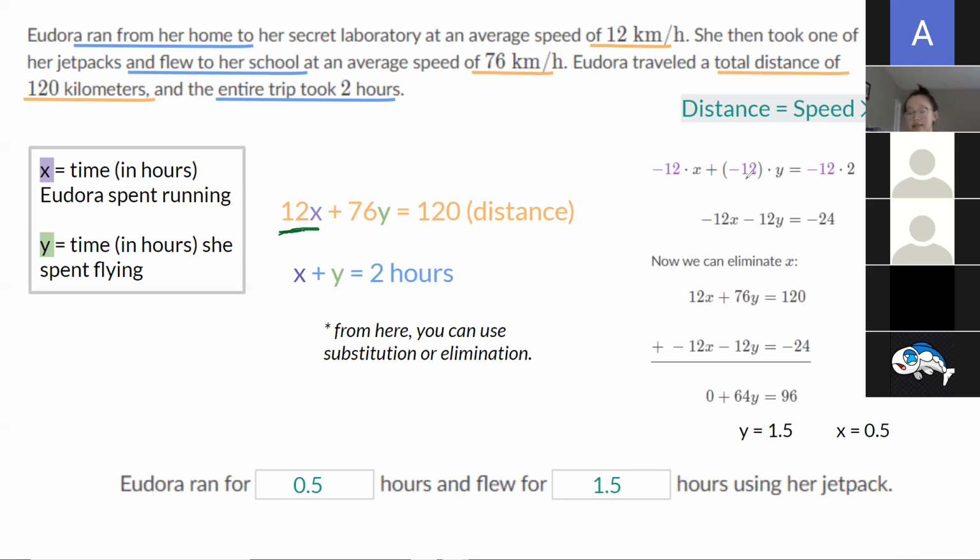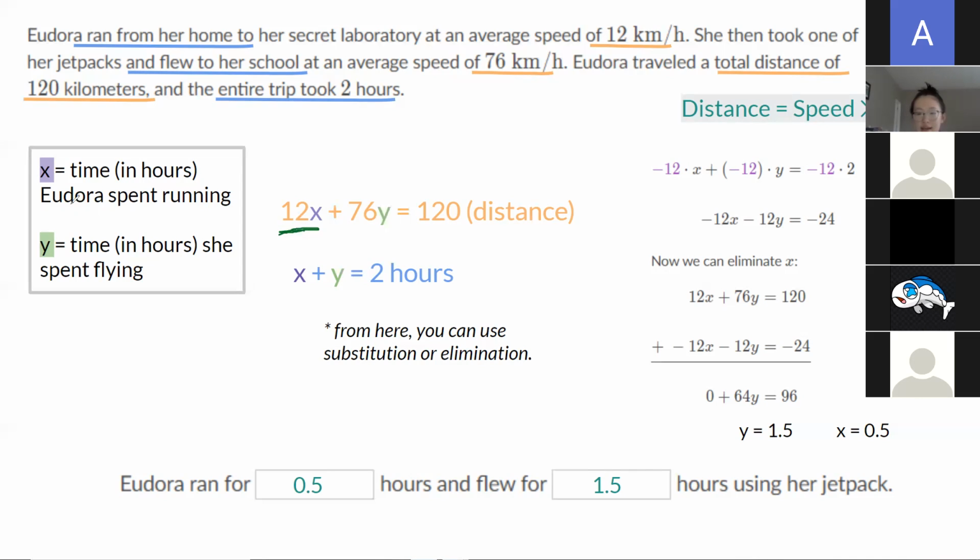So negative 12x plus negative 12y equals negative 12 times 2, so you have negative 12x minus 12y equals negative 24, and that's how you eliminate the x. Then 12x plus 76y equals 120, and negative 12x minus 12y equals negative 24, and that's where you simplify to get 64y equals 96, and then y equals 1.5, and x equals 0.5.